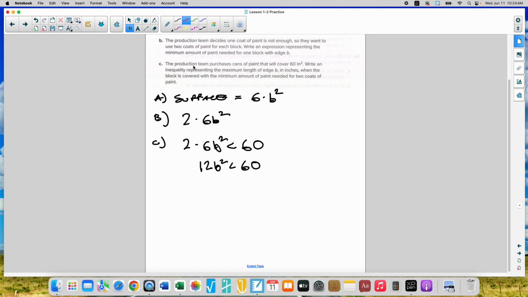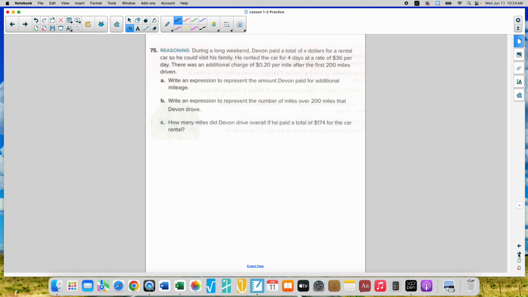Are we solving? Are we writing an inequality representing the maximum? Okay, so we just wrote an inequality. Might be less than or equal to. We'll cover 60. Yeah, so 2 times 6b squared must be less than 60. That area needs to be less than or equal to, sorry.